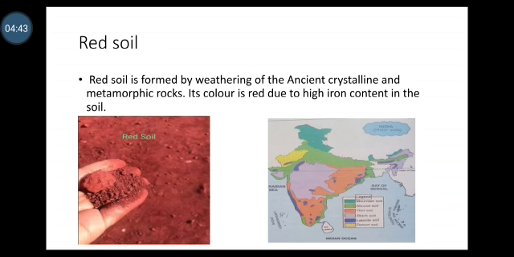Next we have red soil. Red soil is formed by weathering of the ancient crystalline and metamorphic rocks. Weathering means breaking down of rocks. The color is red due to high iron content in the soil. This soil has better drainage capacity and is fertile in nature. Red soil is found in regions of low rainfall, in the Deccan Plateau region of India. This soil is suitable for cultivation of jowar and bajra. Rice is also cultivated where rainfall is moderate.